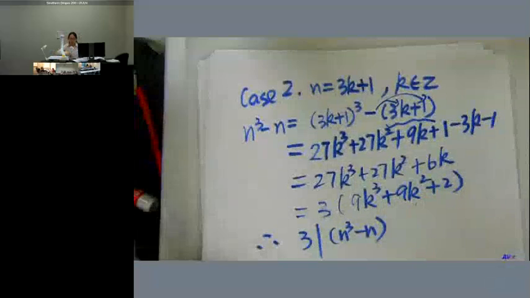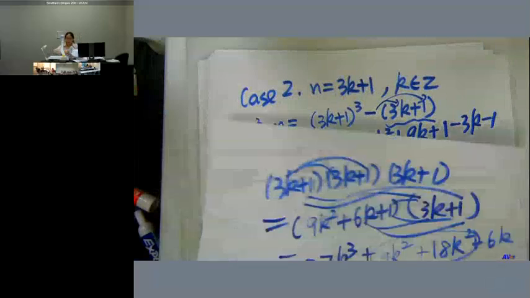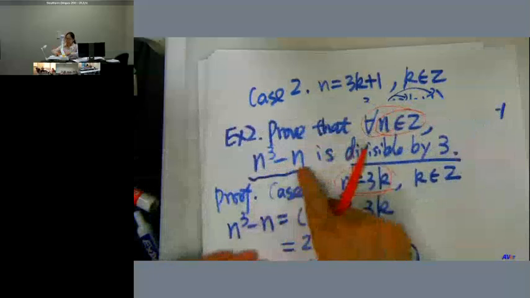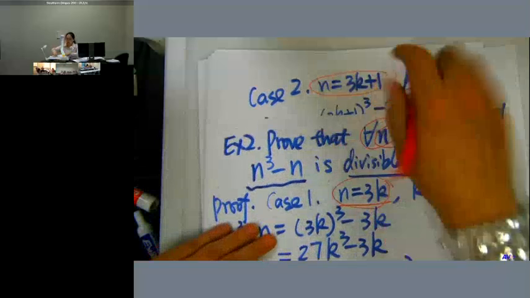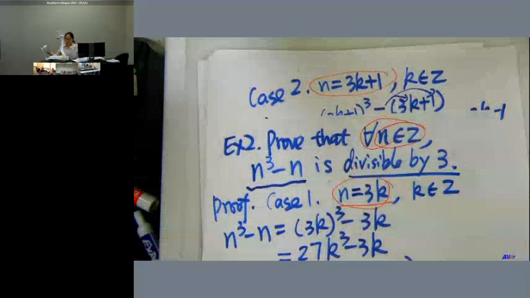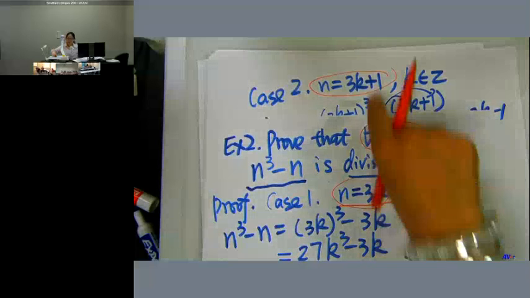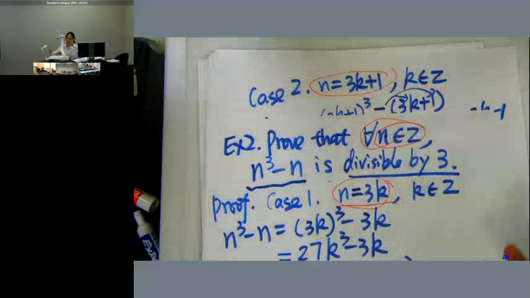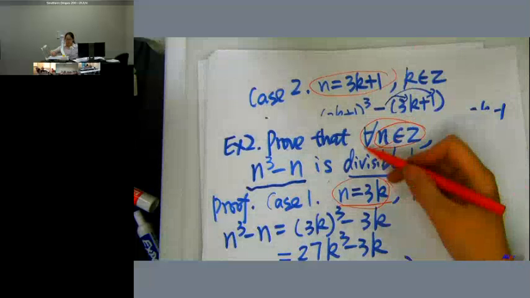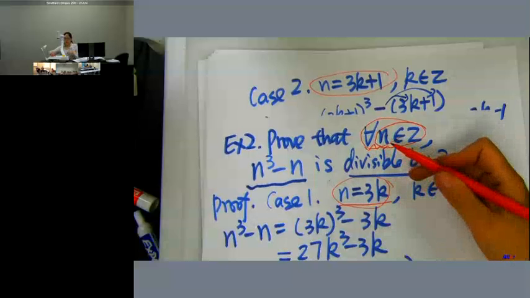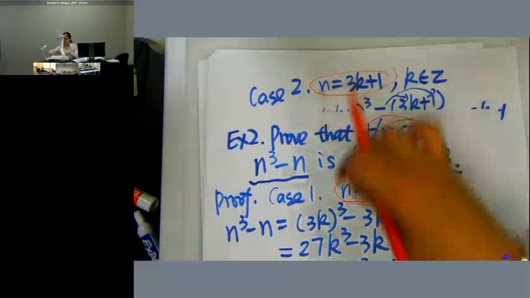So let's look at the next one, case 3. Why can't we stop here? Because so far, we proved n cubed minus n is divisible by 3 if n is a multiple of 3 or a multiple of 3 plus 1. But what if n is not a multiple of 3 or a multiple of 3 plus 1, like the number 5? You haven't proved that. The problem told us to prove it for every integer. You cannot miss anything. If you only do 2 cases, you are missing numbers like 5, 8, and 11. So we're going to do case 3.